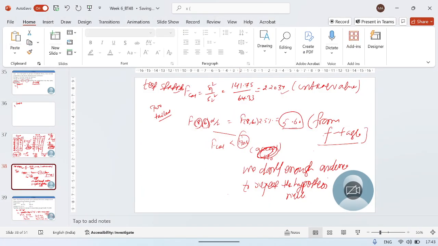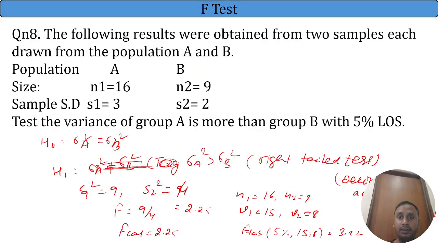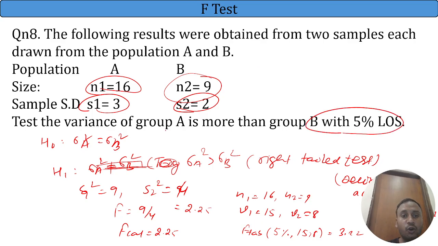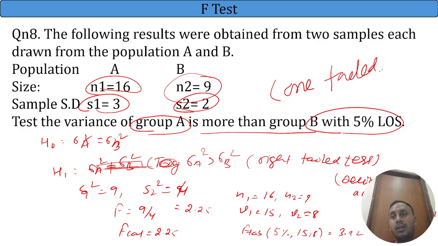Okay, so before starting some problems, again, I think the same one we have already: S1 we have, S2 we have already, N1 we know already, N2 we know already. So we can get the formula directly and then we can calculate it. Similarly, we can do it directly. I think there is no need to solve again because they are saying group A is going to be more than group B. It means it's going to be a one tail test.